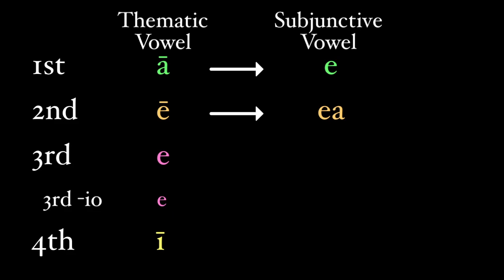The short E in thirds changes to just an A. And again, this makes sense, since the E is short, unlike the E in the second conjugation. And the long I in fourths changes to an IA. Again, like the second conjugation, which keeps the long vowel before the A. Third -io verbs go like fourths and have an IA in the present subjunctive.